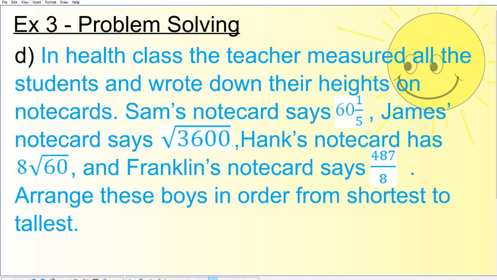Letter D. In health class, the teacher measured all of the students and wrote down their heights on note cards. Sam's note card says 60 and 1/5. James's note card says square root of 3,600. Hank's note card has 8 square roots of 60, and Franklin's note card says 487 over 8. Arrange these boys in order from the shortest to the tallest. If you could please pause the video, try this problem on your own. When you're ready to continue, hit play, and we'll go through it together.